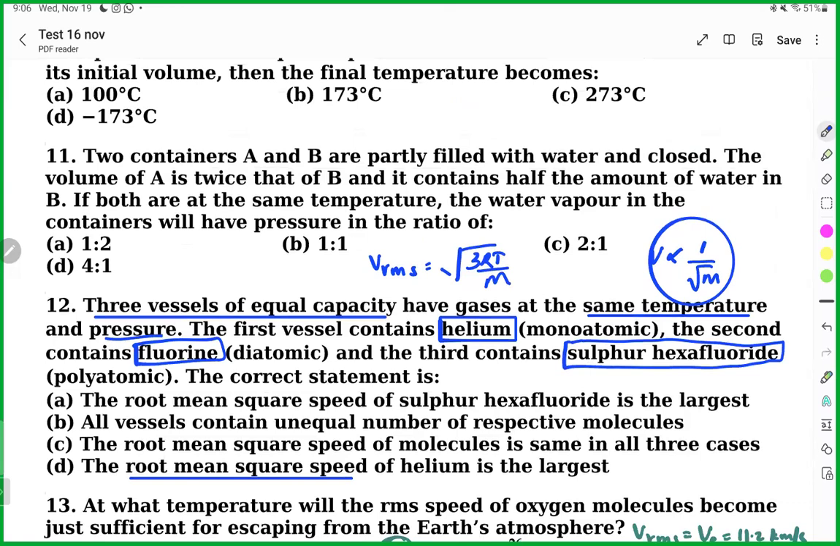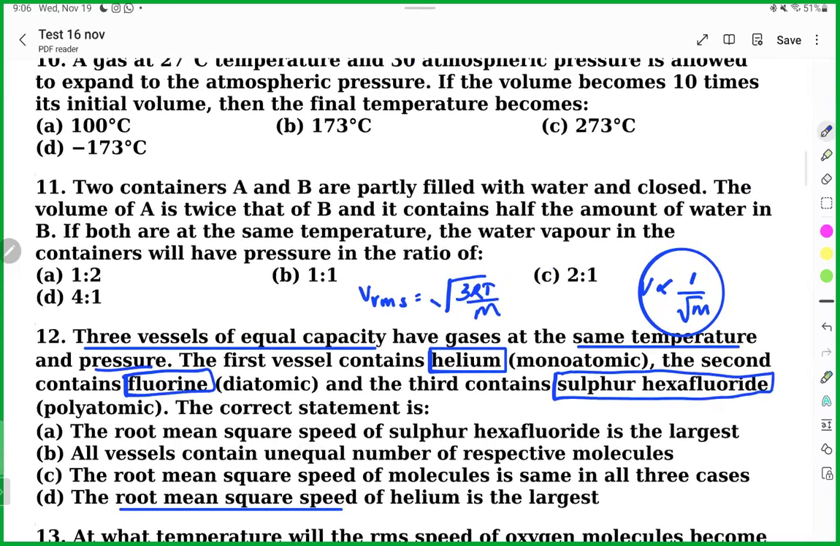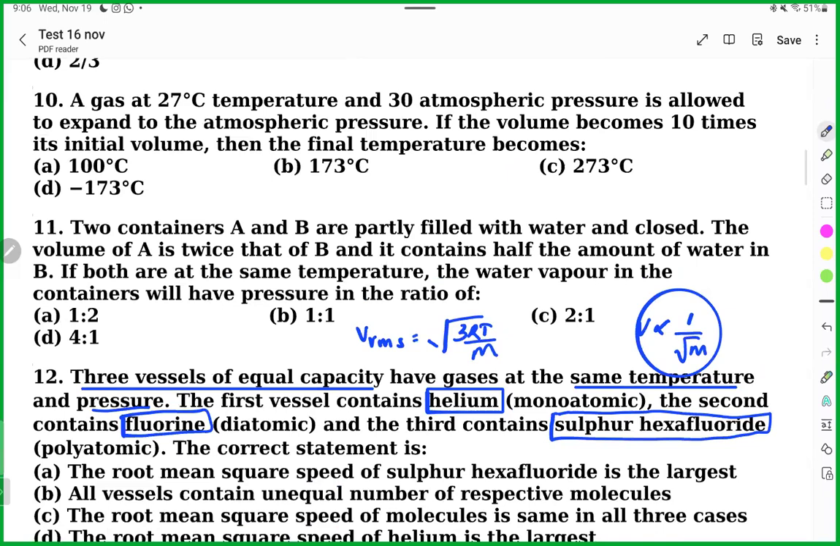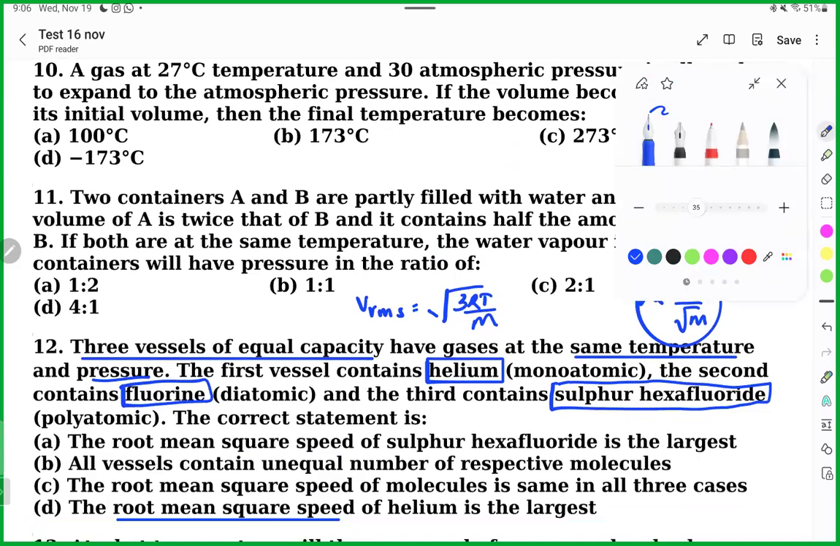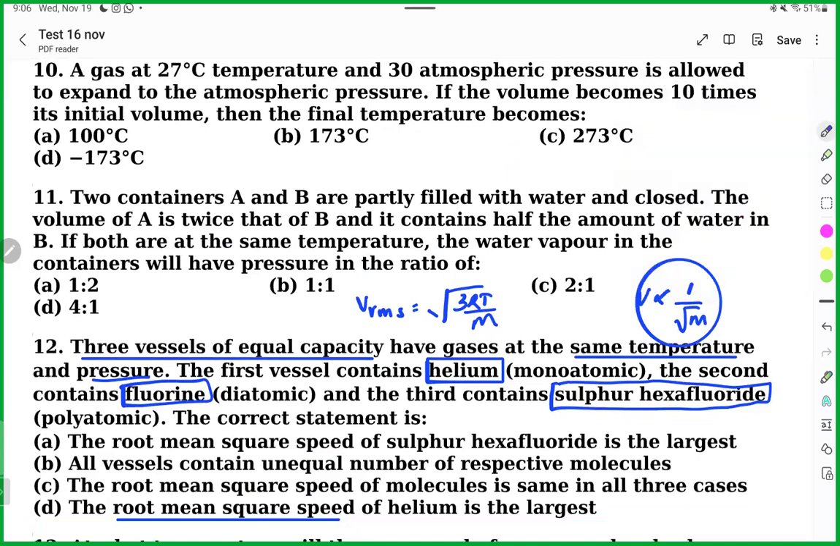Now this is the rule I am making. I will not tell you the answer. I'll explain the concept. Further, you have to understand the calculation part. Chandana, 11th question. What is the concept in this? Same temperature.